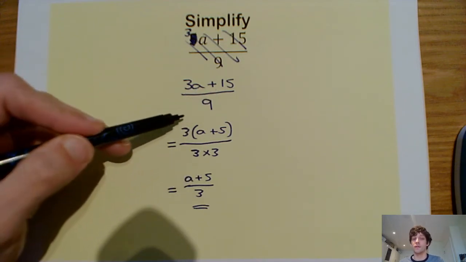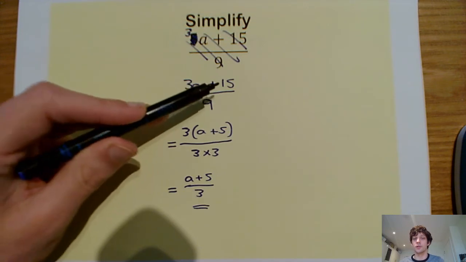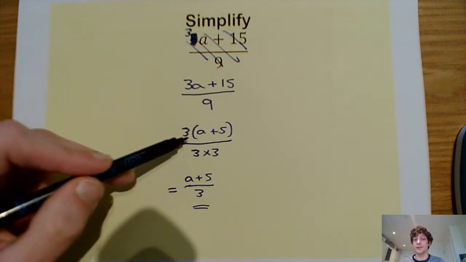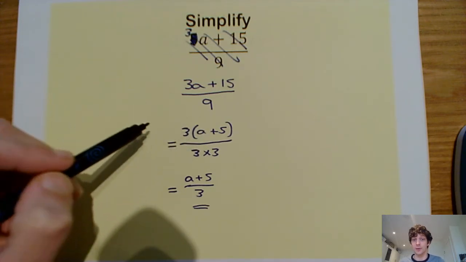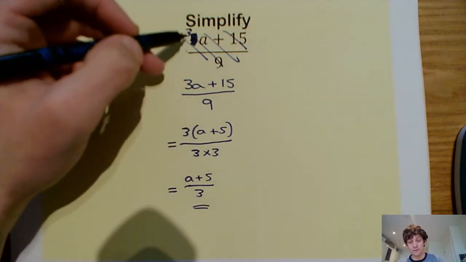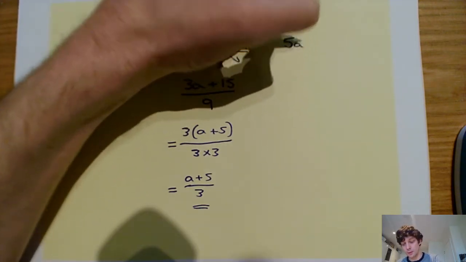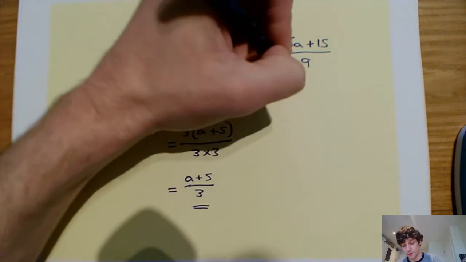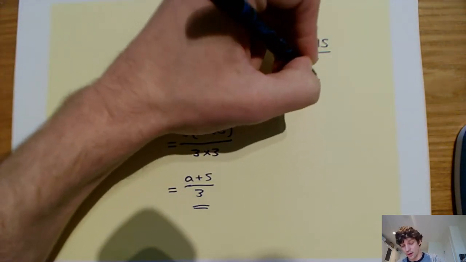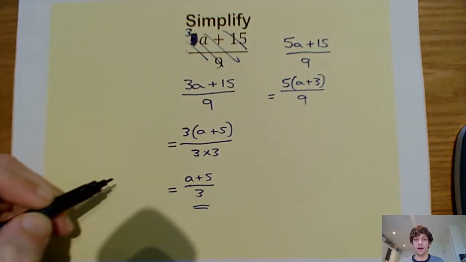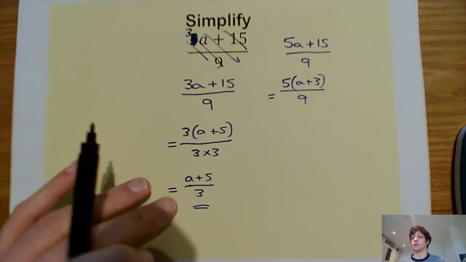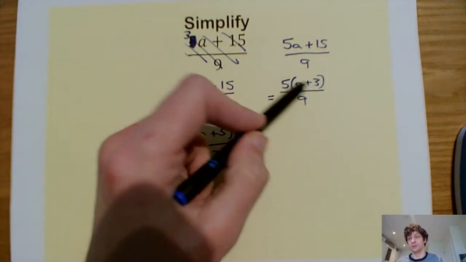I couldn't just divide one of these terms. They both need to be divided by 3, which is why this step of factorizing it, writing it with a bracket, is really useful. The reason why 5a wouldn't have worked, so just sometimes you might get given expressions that you might want to try and simplify that you can't. If I tried to factorize that expression, I would have got this. And 5 and 9 don't have any common factors, so I can't cancel that down. 9 also doesn't have any common factors with a plus 3.